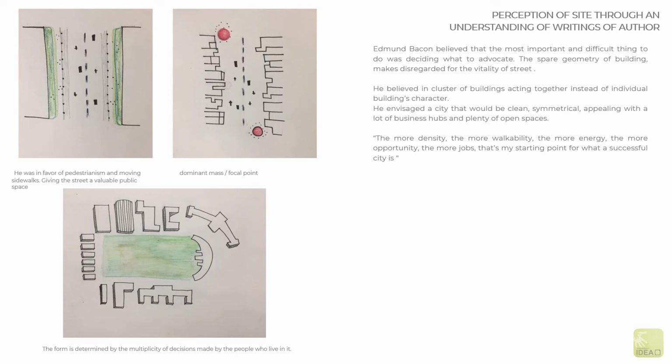Further looking towards the site, through understanding the writing of the author, he believed that sparse geometry of a building is disregarded for the vitality of the street, providing pedestrianism and moving sidewalks, giving the street a valuable public space. The form of the spaces was determined by the people who live in it, within the context of the surrounding activities. Correlation happens from point A to point B.